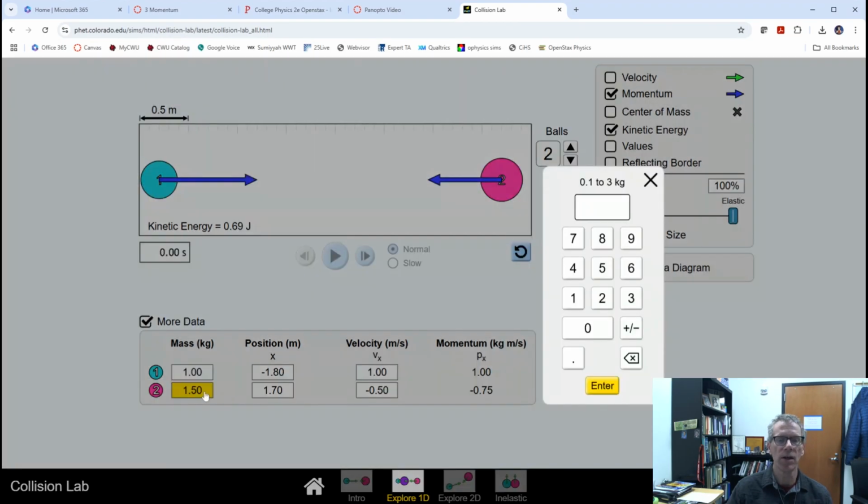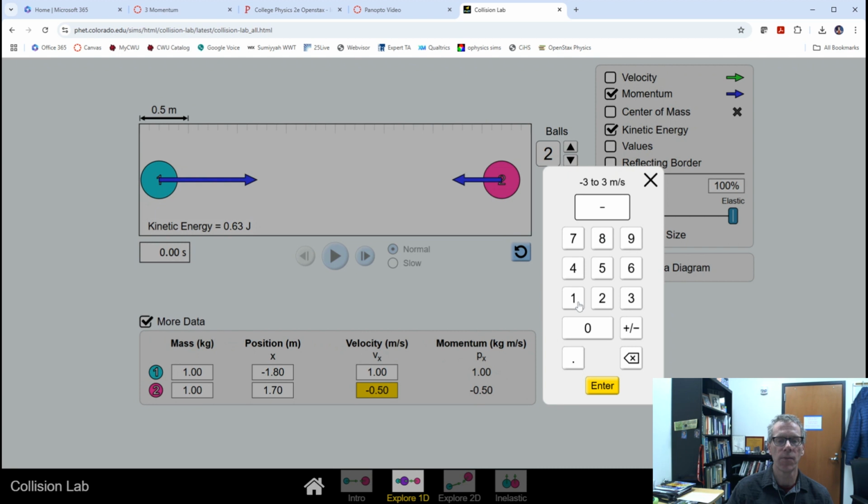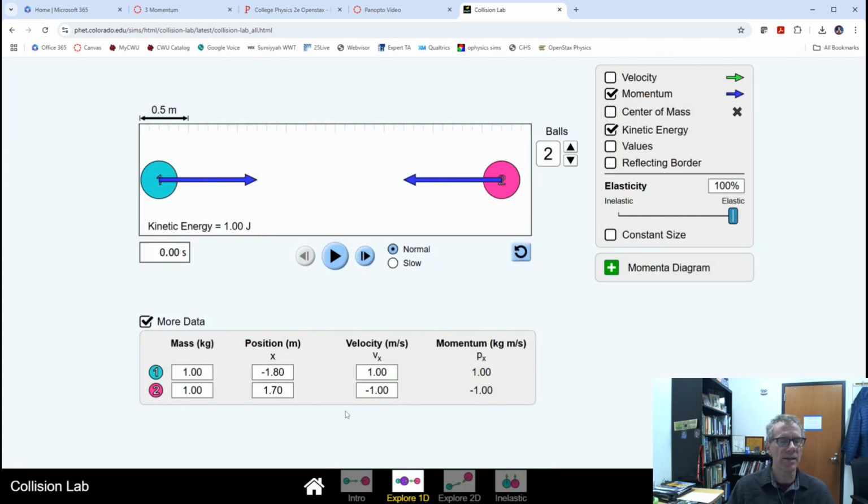So I'm going to start with two balls. Each of them have a mass of 1, so they have the same mass, they have the same velocity, the same speed, but in different directions. So the momentum you can see of each one is 1 kilogram meter per second, because remember momentum is m times v. So 1 kilogram times 1 meter per second, of course, is 1 kilogram meter per second.